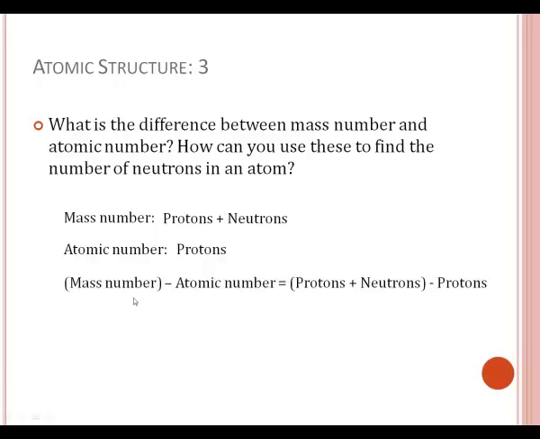If I were to take the mass number and subtract the atomic number, I could write it out like this. Protons plus neutrons, that's the mass number, minus the atomic number, which is the number of protons. Whenever I carry out my algebra here, I'll cancel out protons, and it leaves me with only neutrons. So by subtracting the atomic number from the mass number, we can find the number of neutrons.